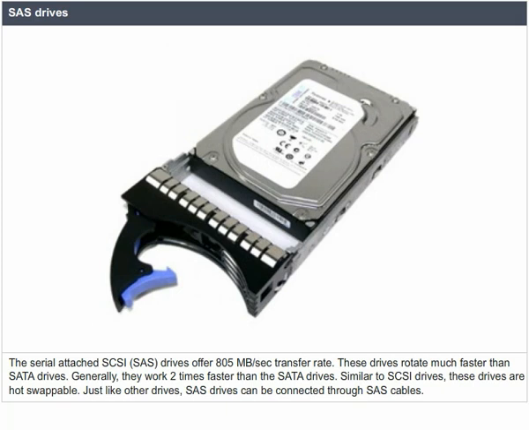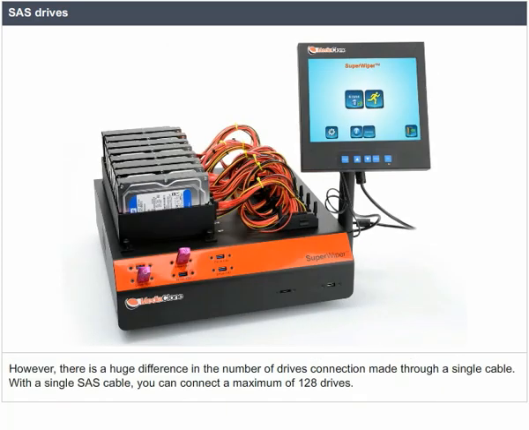Just like other drives, SAS drives can be connected through SAS cables. However, there is a huge difference in the number of drives connected through a single cable. With a single SAS cable, you can connect a maximum of 128 drives.